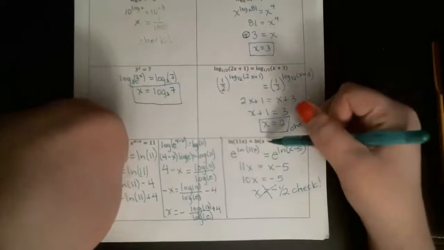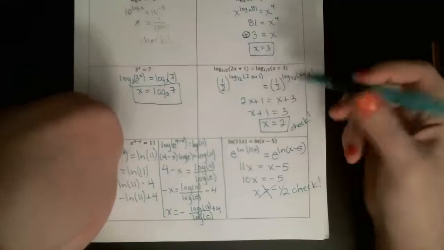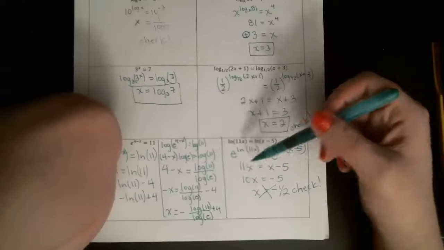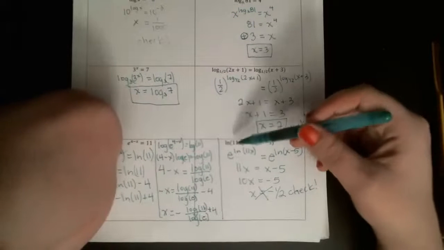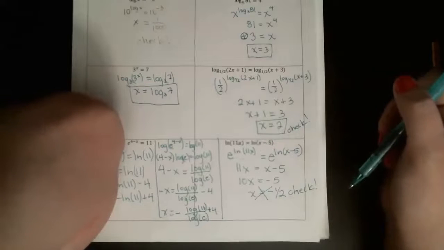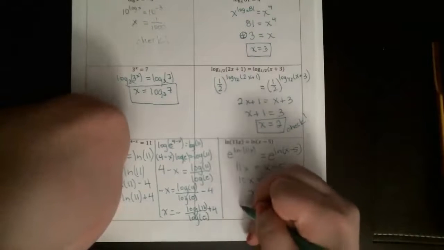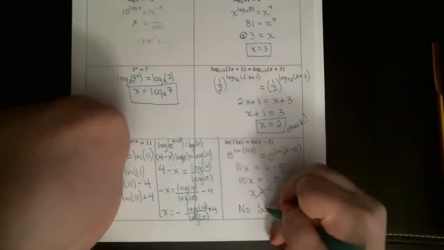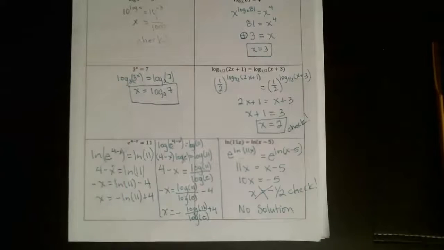You could check the other side if you want, and you'll run into the same problem. Basically, the only way to make 11x equal x minus 5 is if both are negative, in which case we can't plug either one into the log, so it's not possible to get the same thing out of the log. Because I had only one solution and I had to throw it away, I'm going to go ahead and say no solution. So no solution to that equation.